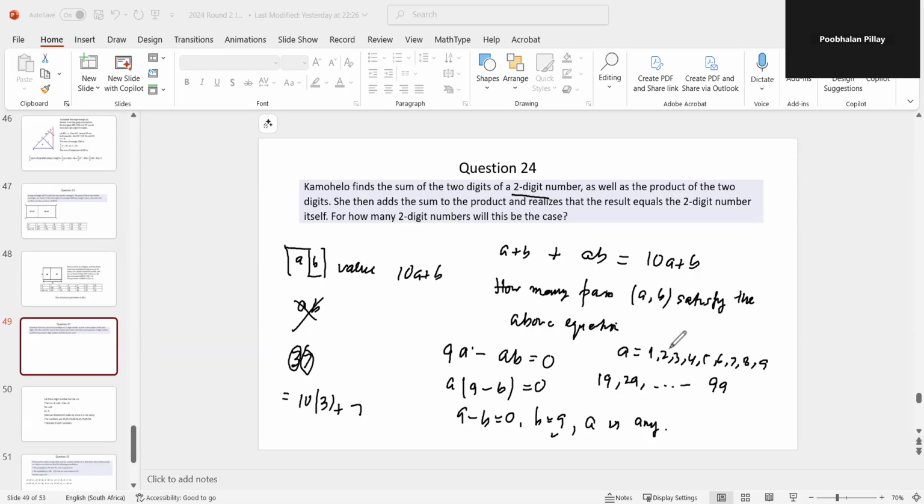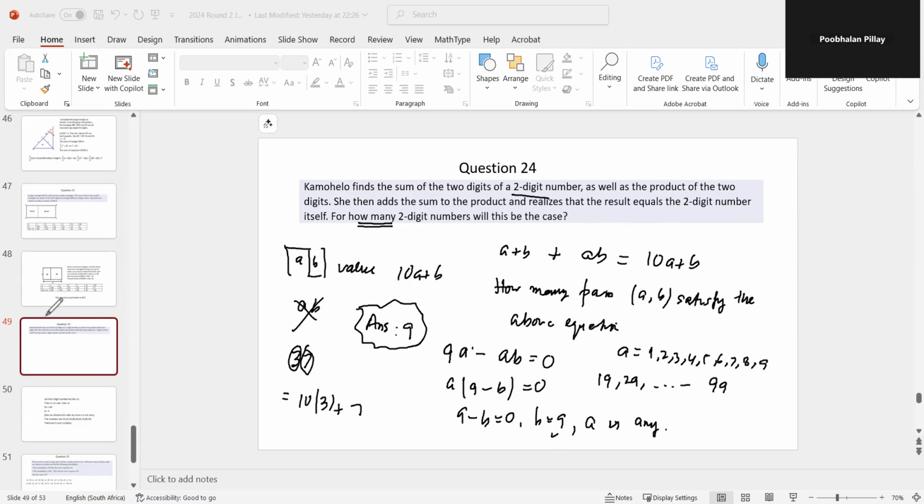Okay, so that's the answer. So how many are there? There are 9 possibilities, because they ask you how many. Always answer the question. How many two-digit numbers will be the case? And the answer is 9. Because you can see A runs from 1 to 9. So there are 9 possible answers.